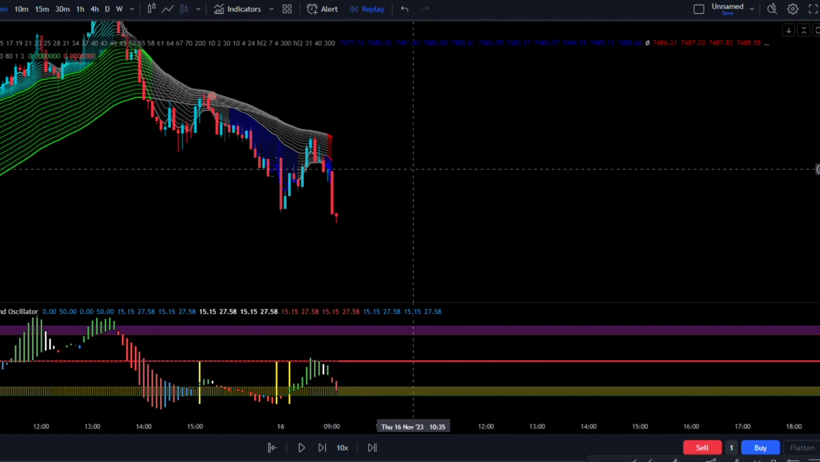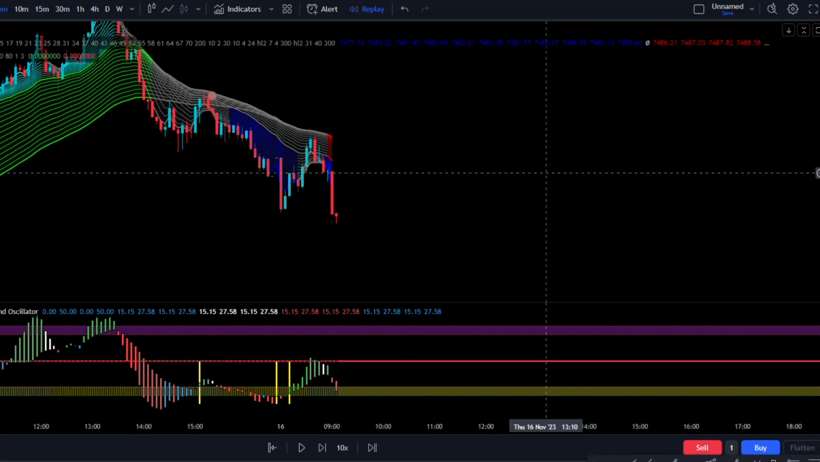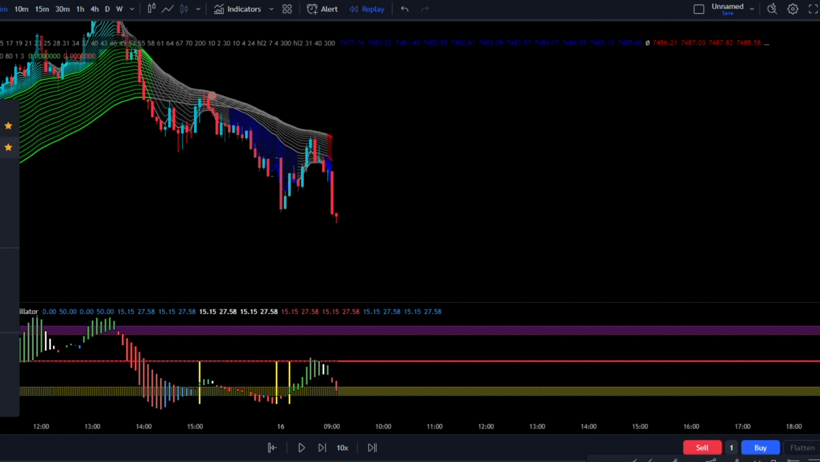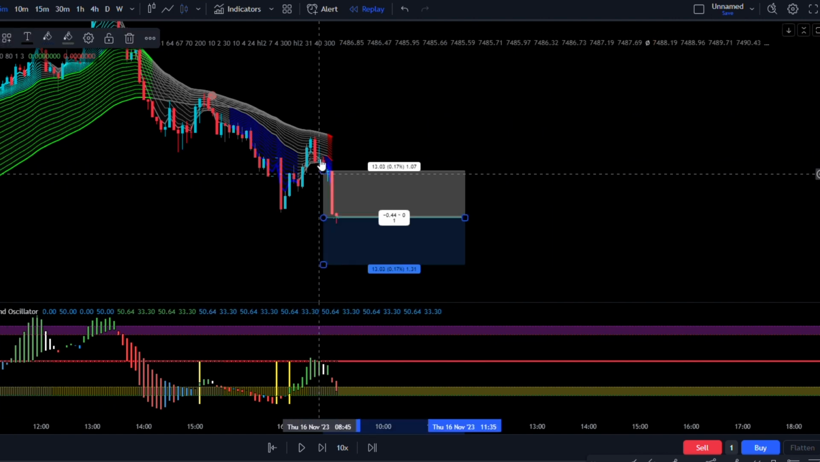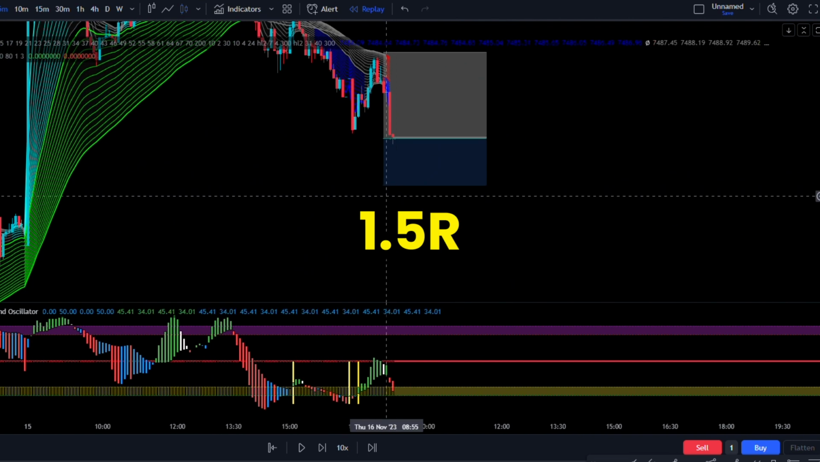And the final confirmation will be the oscillator. It needs to be below the 50 level, confirming price action's momentum. Once all 4 confirmations have been met, we're going to take the instant execution with the stop loss above the EMA, and we're going to be targeting a 1.5 R.